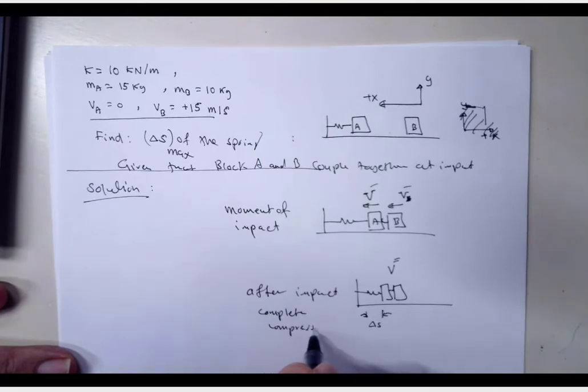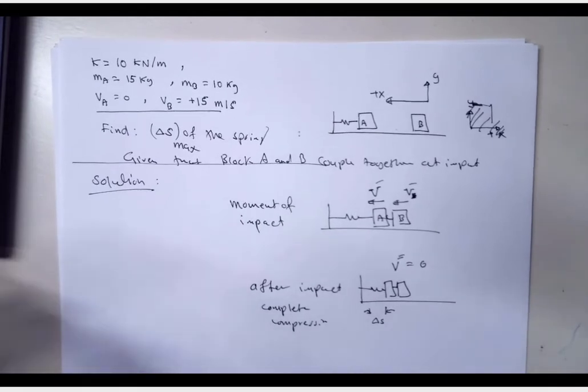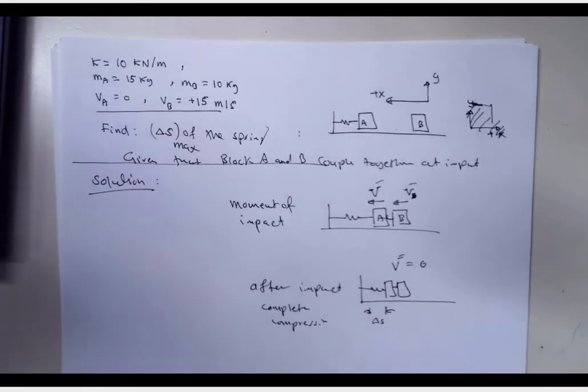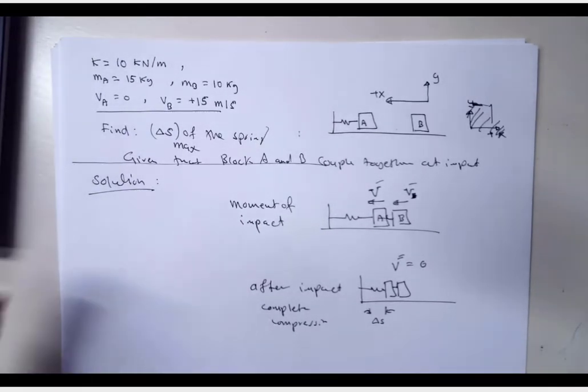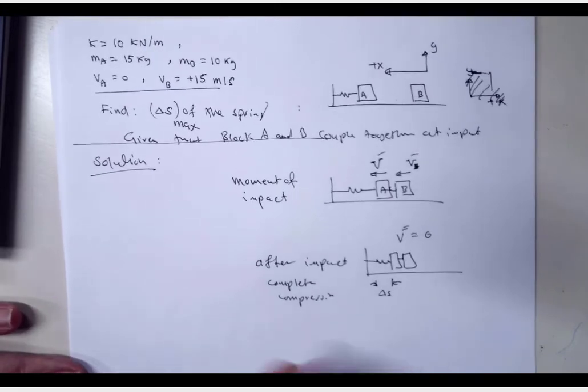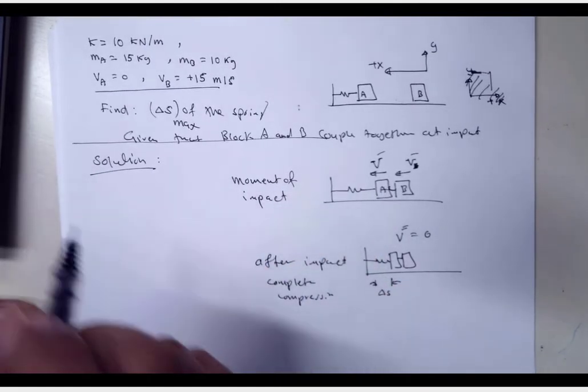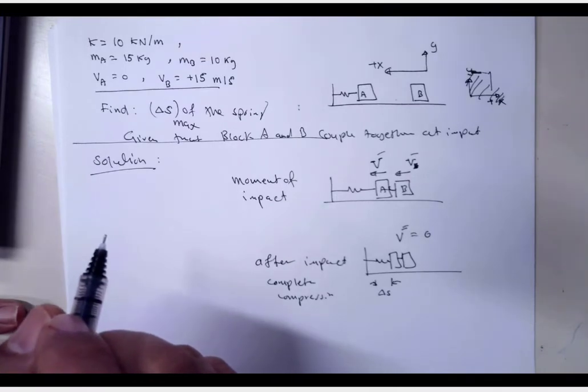So what happens with complete compression is that this velocity becomes 0 because they are together. Maximum compression means that all the energy has been transmitted to the spring. Alright, so we're going to solve one by one. Looking at the first portion, applying the linear momentum for a system of particles.